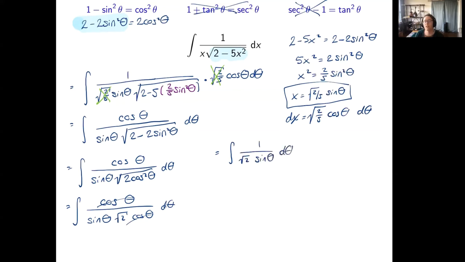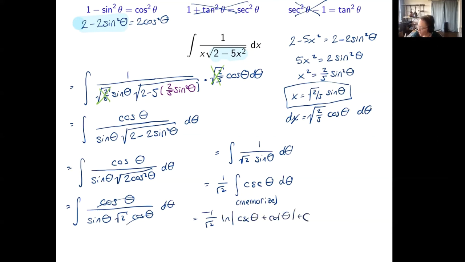So now we are in trig integral territory. Remember that 1 over sine is cosecant. So I can write this as 1 over root 2 times the antiderivative of cosecant theta d theta. And now this is another one to memorize. This is 1 over the square root of 2 times negative natural log of cosecant theta plus cotangent theta. All right, with that, the calculus is done.